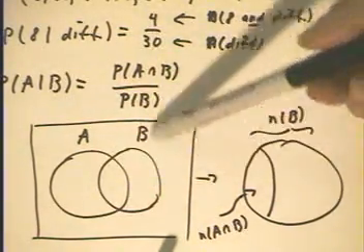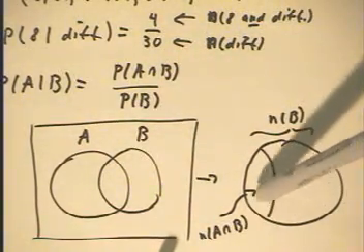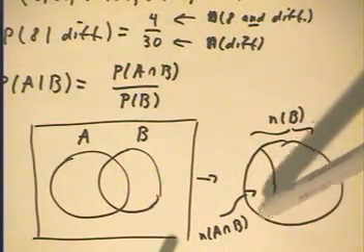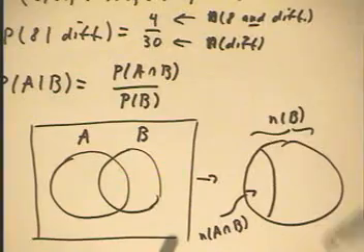Okay, just taking this picture and just taking the B part, we see that the number that are A's within the set B is the number in A intersection B, because what we have here is the intersection.